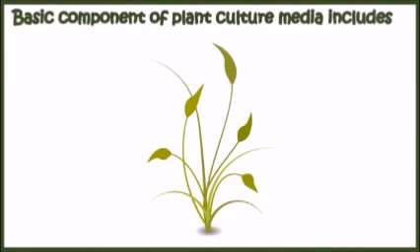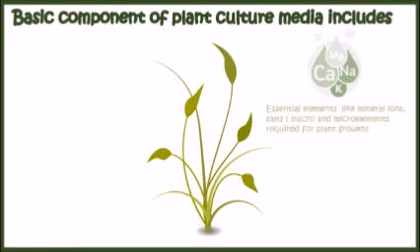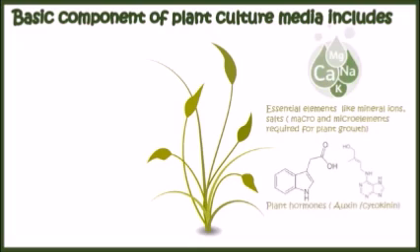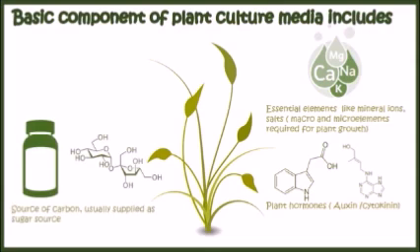Now let's talk about the basic components of the plant culture media. It should have all the essential elements, the macro and the micronutrients that are important for plant growth. It should have plant hormones such as auxin and cytokinin and other hormones which really help in plant growth. It should have a carbon source. Generally, the carbon source is actually sucrose.